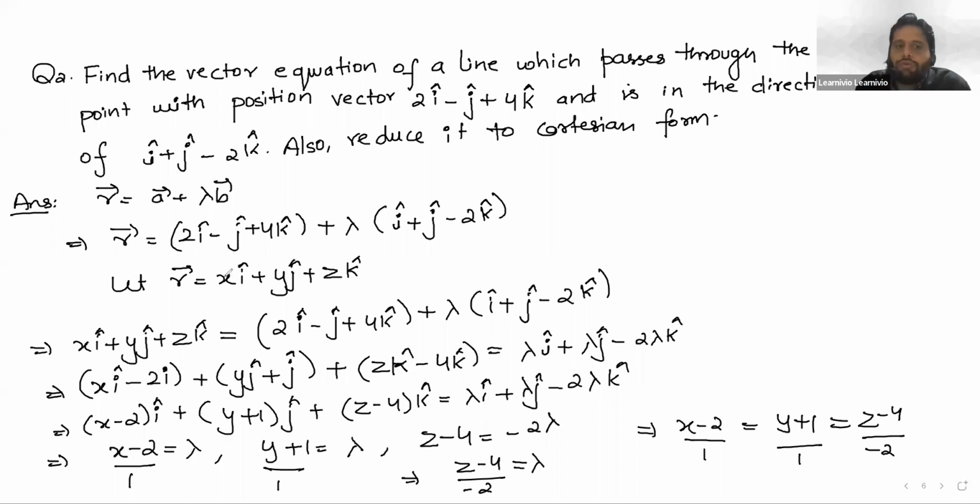So what you have to do: in place of r, always write x i cap, y j cap, z k cap, shift this part, then equate with lambda. You must know this method because in some questions we need this step. Hope this is clear to everyone. Please raise your hands once it is done, then we will start the next type.